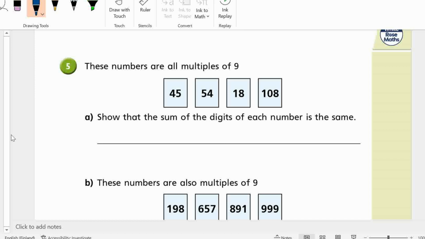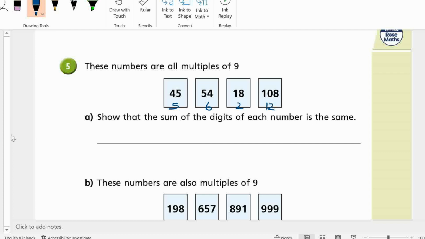These numbers are all multiples of 9. Okay, so we have 45, 54, 18, 108. How many times does 9 go into 45? 5, good. How many times does 9 go into 54? Good. How many times does 9 go into 18? Yeah. And how many times does 9 go into 108? 12. Yeah, we've done this so often that we just remember now. Another way of checking is the 4, you just add 1 to the tens.